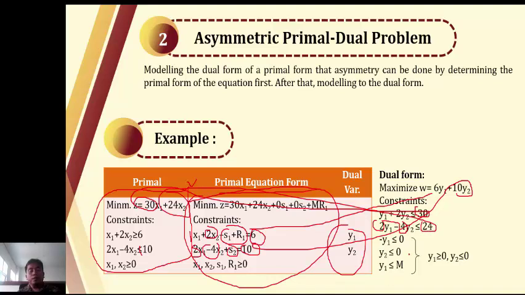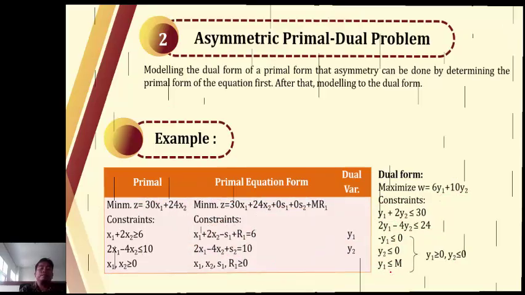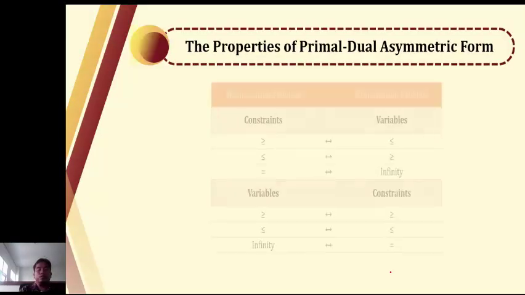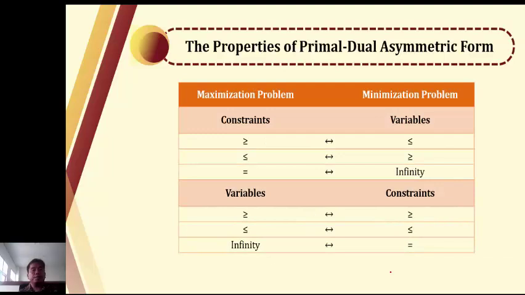How do we determine the non-negative constraints? From negative s1 we get negative y, from r1 we get y2, and from s2 we get y1. So we can conclude from these three constraints that y1 is greater than or equal to 0 and y2 is less than or equal to 0. I think it is not so difficult, it's easy. The properties of the primal-dual asymmetric form are on this slide.